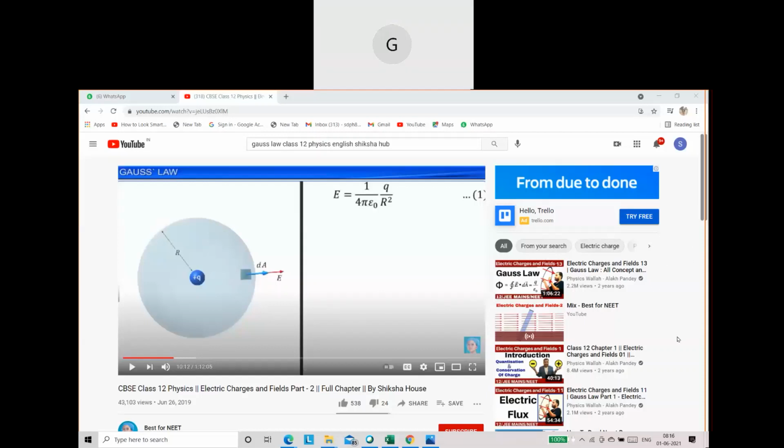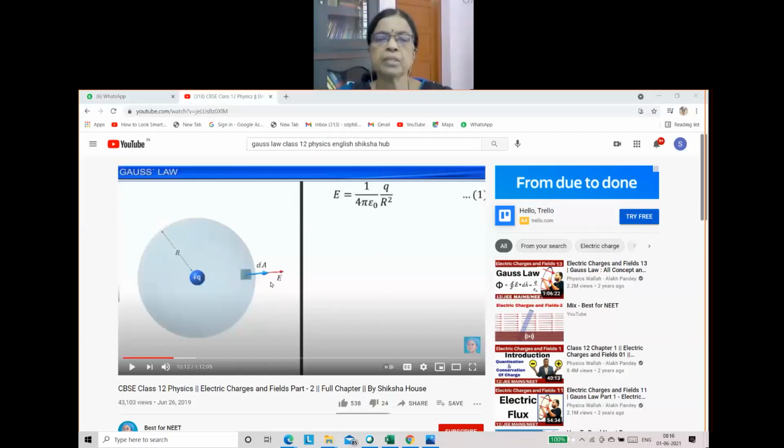It's 0 degree. Very good. The angle between E and dA is 0 because they are acting along the same direction. So E dS cos theta will be E dS. Cos 0 is 1. So let us see the next question.